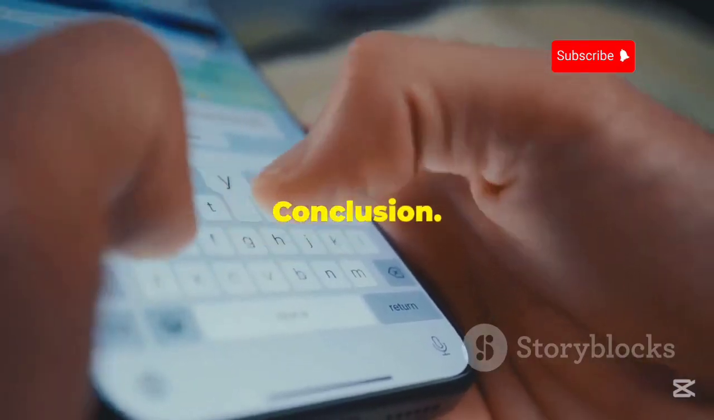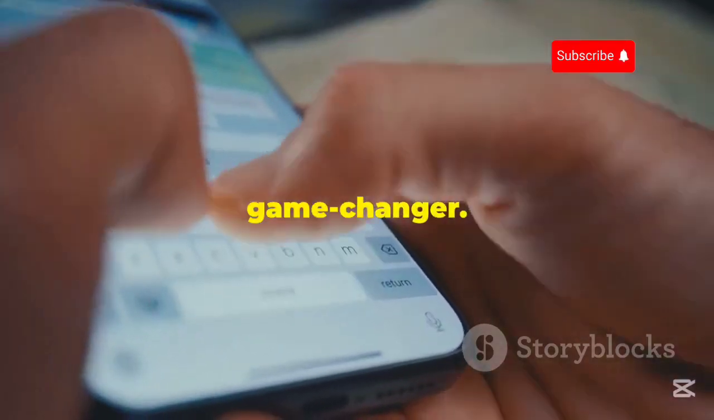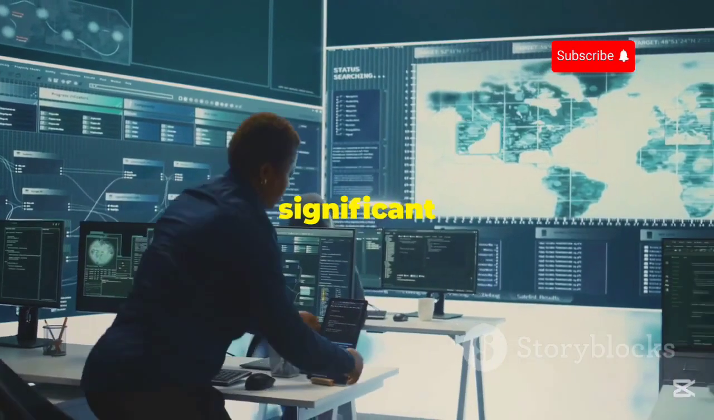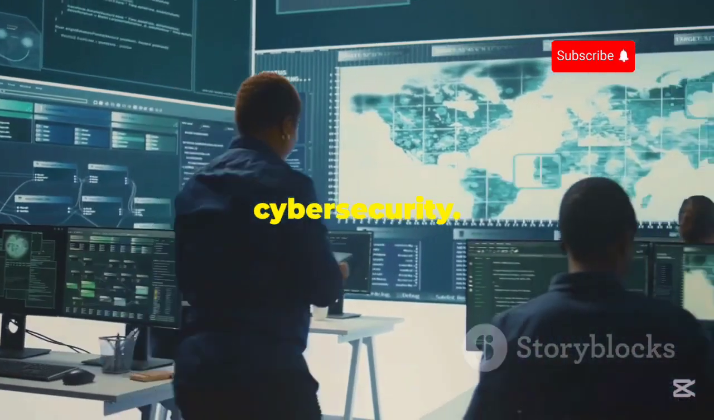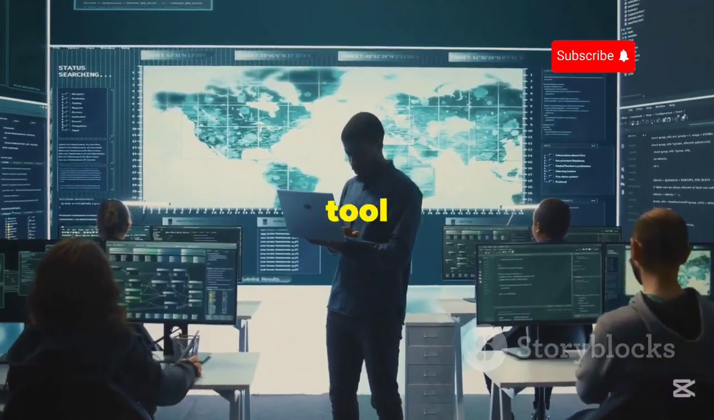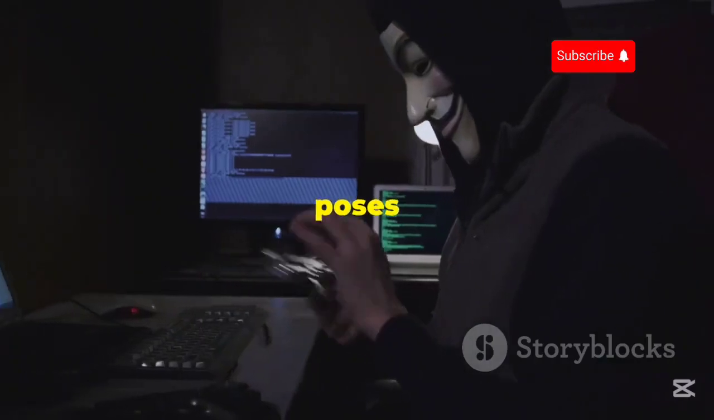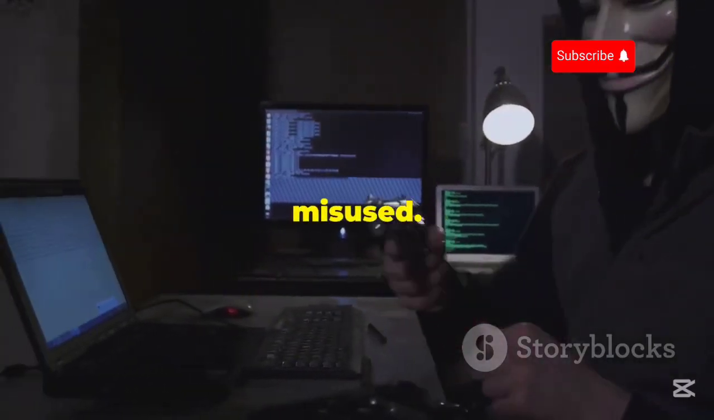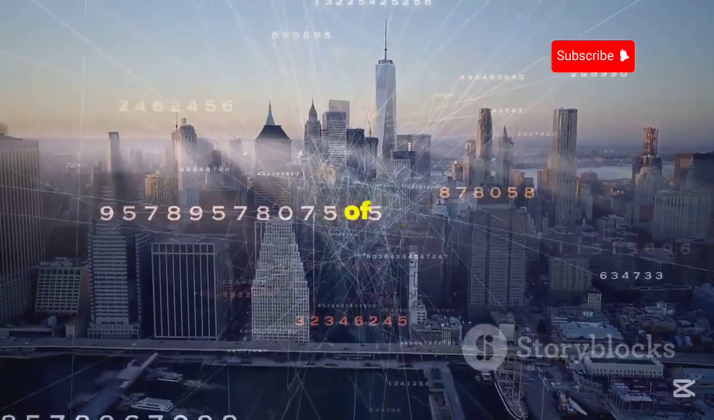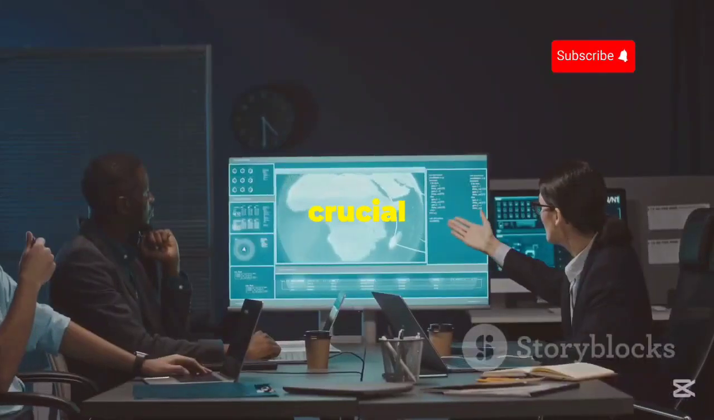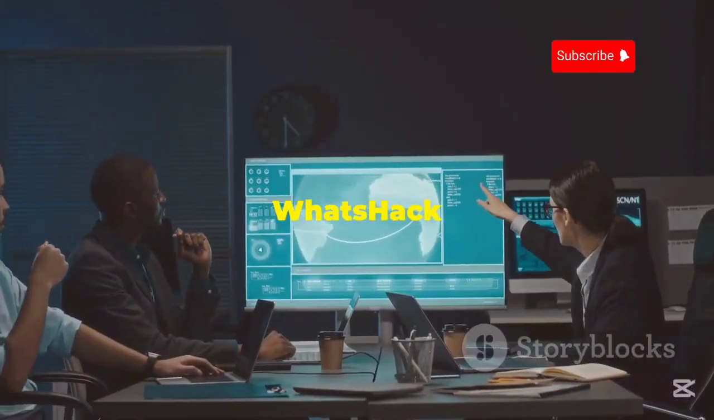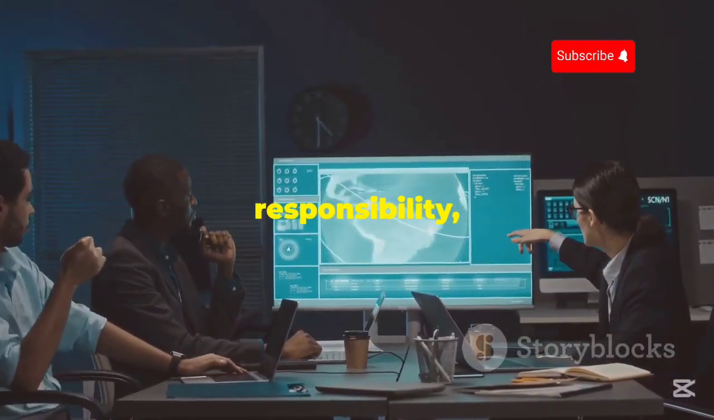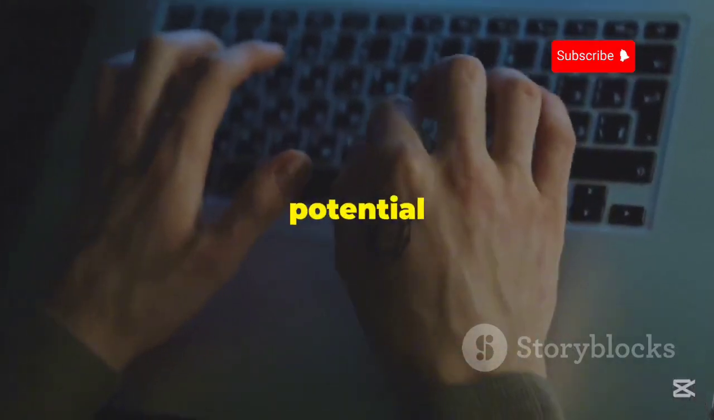Section 9. Conclusion. WhatsHack is a game changer. Its powerful capabilities have significant implications for cybersecurity. While it can be a valuable tool for security professionals, it also poses risks if misused. As we navigate the evolving landscape of cybersecurity, it is crucial to approach tools like WhatsHack with caution, responsibility, and a deep understanding of their potential impact.